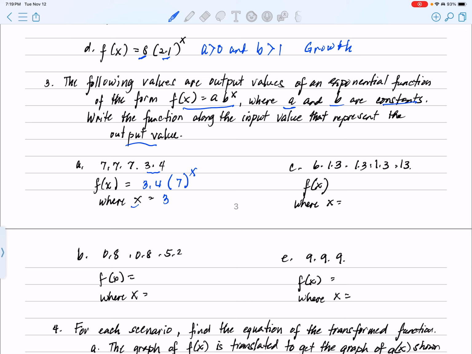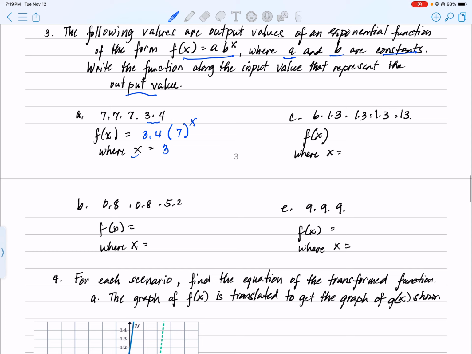6 times, letter B, 0.8, 0.8, and 5.2. So our function would be 5.2 times 0.8 to the power of x. And what does x mean? How many times the 0.8 is being multiplied? 2 times.